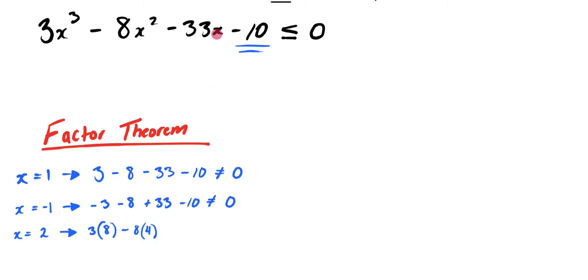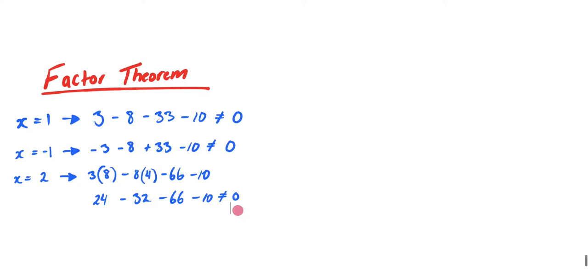Then I'm putting a 2 here, which is going to be negative 66. Then I'm going to get negative 10. Now I have to clean this up. This is going to be 24, negative 32, negative 66. Nope, this isn't going to work. Negative 10, that is not going to be equal to 0. Which means I now have to move on to x equals negative 2. This better work. X is equal to negative 2.